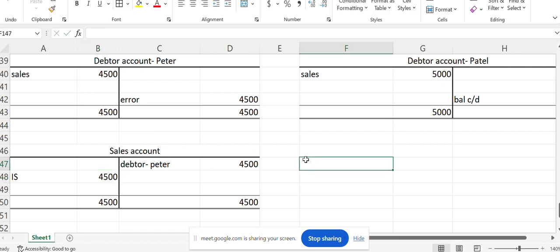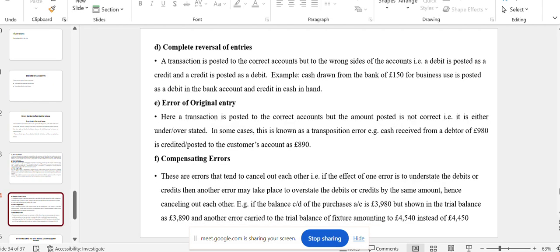So we call this original entry. You've recorded the wrong amount while opening the ledger account. Tuko sawa mpaka hapo? So either you've understated, but whatever you've done on the first account is the same thing you've done on the other account that relates to the original account. So in our case here, debtor's account and sales account. Okay. So up to that point, we are okay. Tuko sawa mpaka hapo?